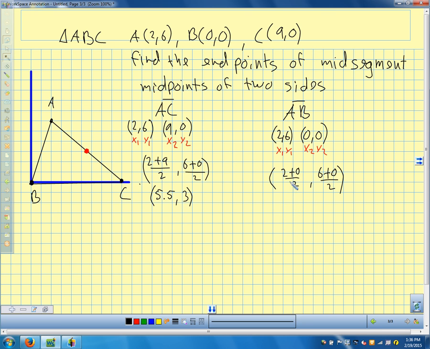So I get 2 plus 0 is 2, divided by 2 is 1. 6 plus 0 is 6, divided by 2 is 3. So I go over 1, up 1, 2, 3. And, whoops, it's supposed to be red. There we go. And there's our mid-segment.